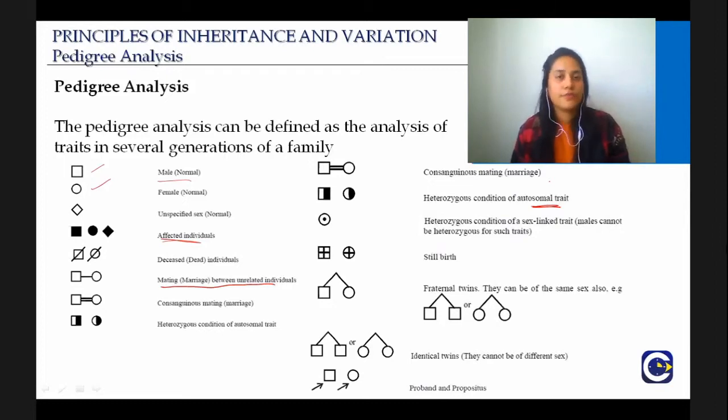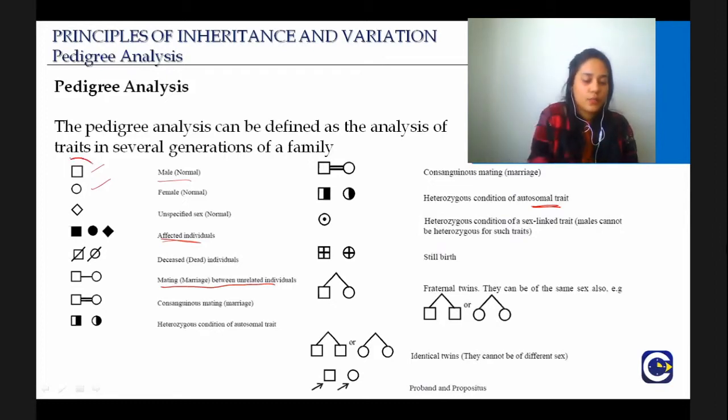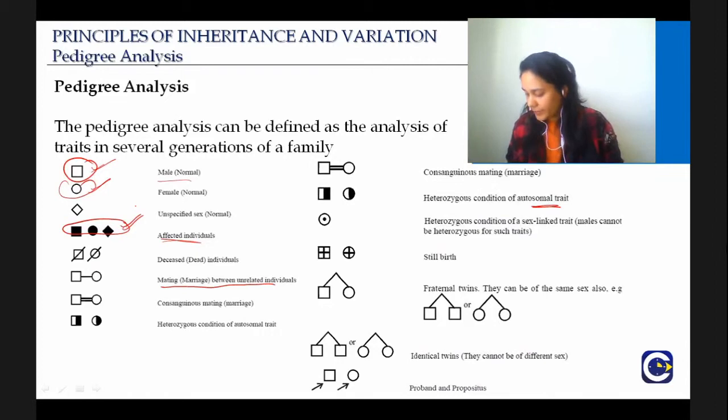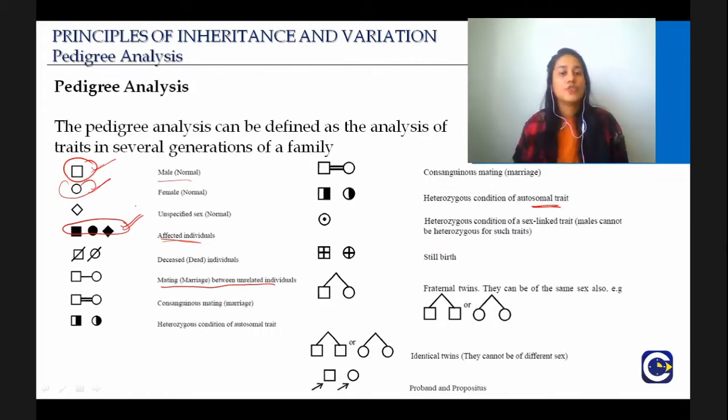So from the point of view of questions, the most important ones are 1, 2 and 3. You should know how a normal male looks, how a normal female looks, and how the diseased individuals look. If you don't know this before, that is completely fine. They will always ask you in the form of pedigree analysis, but you should still know all these symbols, because sometimes, maybe in your CBSE exam or some other exams, they can ask you what this symbol represents.